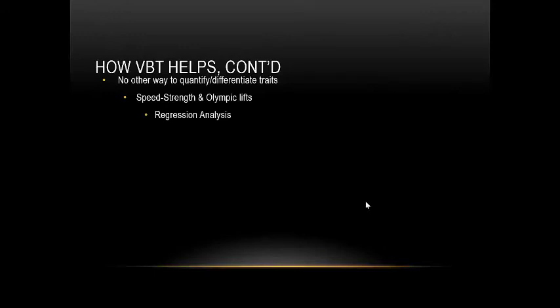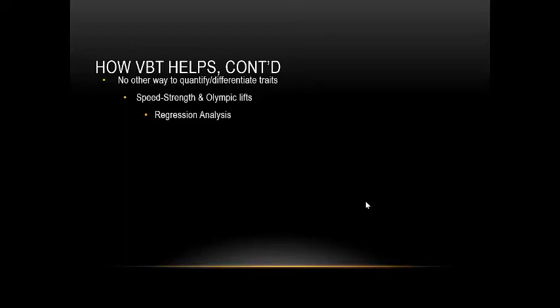Now, with VBT, it's pretty tough to differentiate those traits if you don't utilize velocity. And one of the reasons why is because you can move a lightweight slow, or you can move a lightweight fast. Now, with the speed strength, most Olympic lifts by nature are speed strength, but they aren't always, because you can perform them incorrectly.